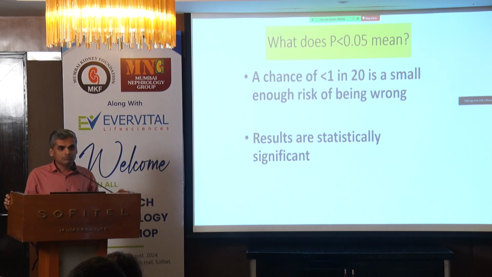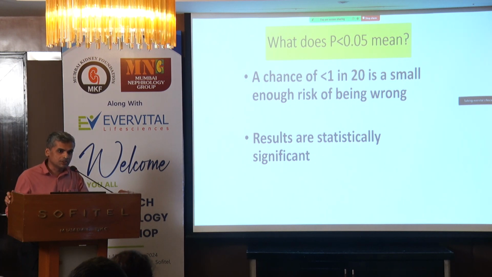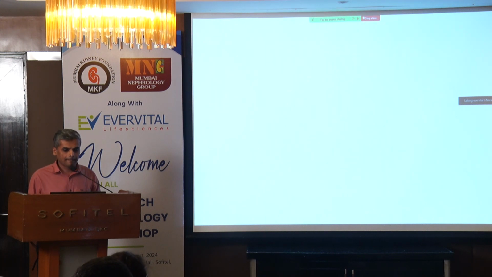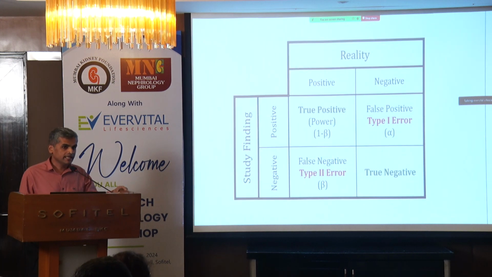So why this 0.05? Because we have assumed that a chance of less than 1 in 20 is a small enough risk of being wrong. That's what we have empirically assumed, everybody of us, and the moment we get there, we declare the results statistically significant. But we may get it wrong with this approach on two sides.